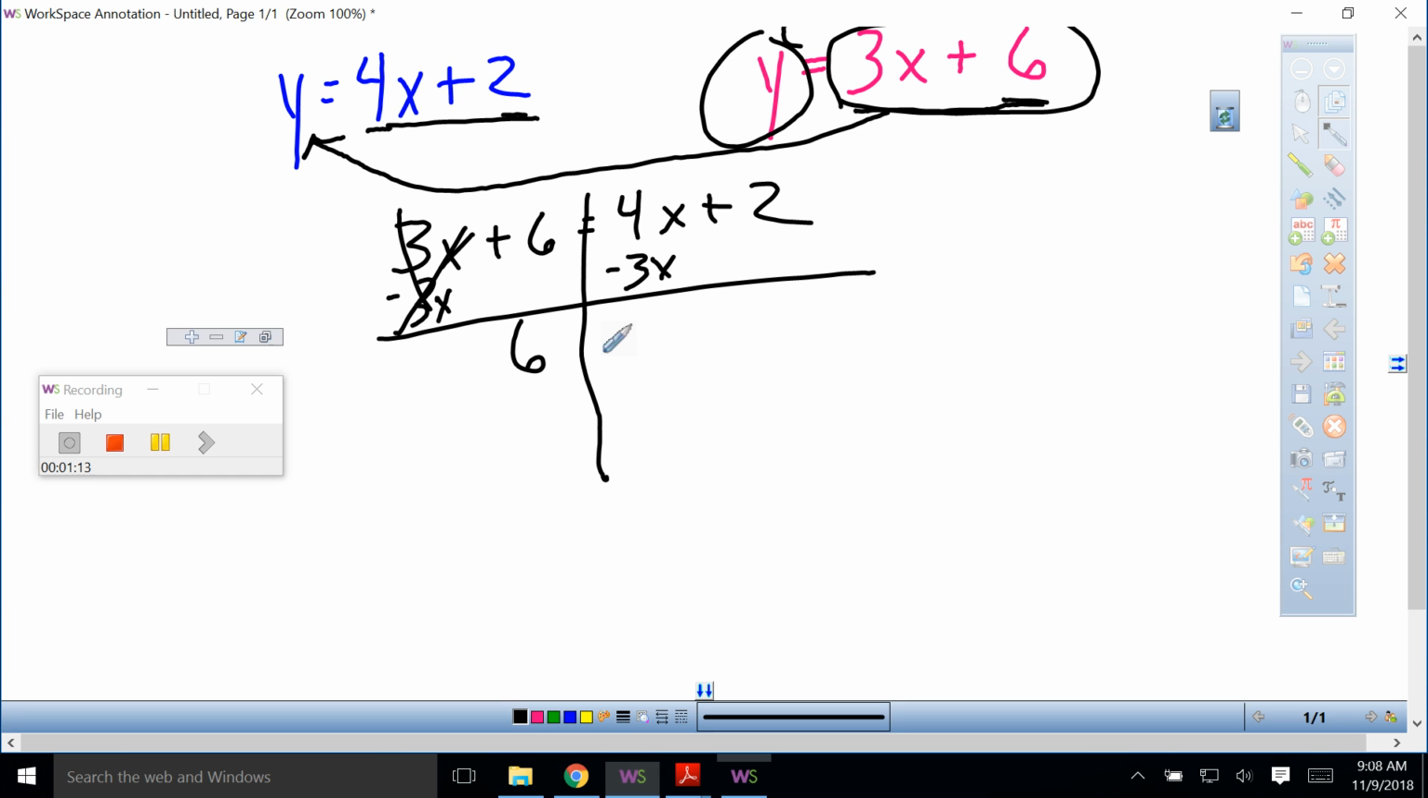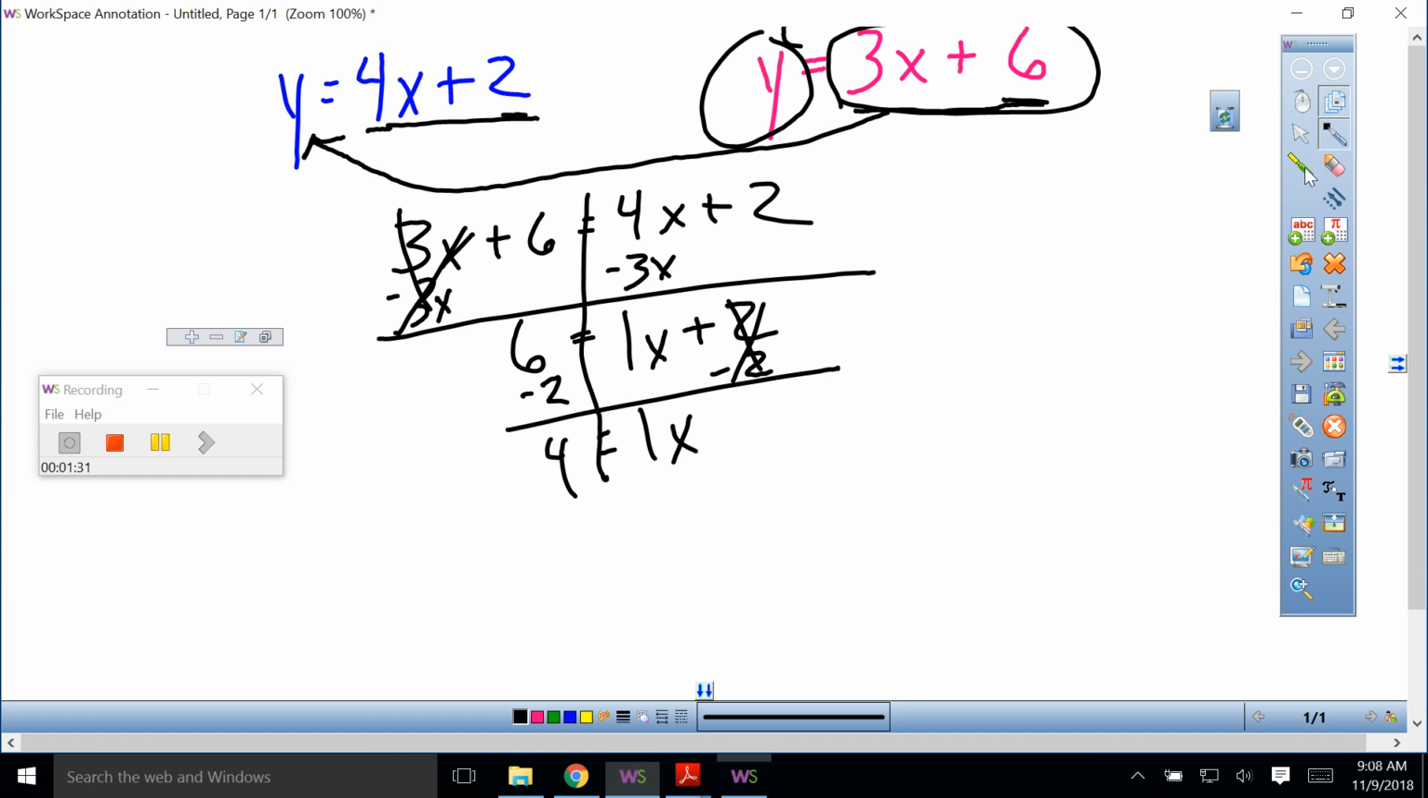Now, 4 minus 3 is 1x plus 2. I'm still trying to get x by itself, so I'm going to minus 2 from both sides. And these cancel out, so I'm left with 1x is equal to 4.